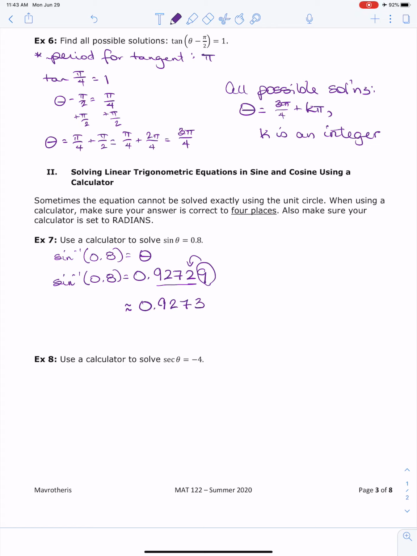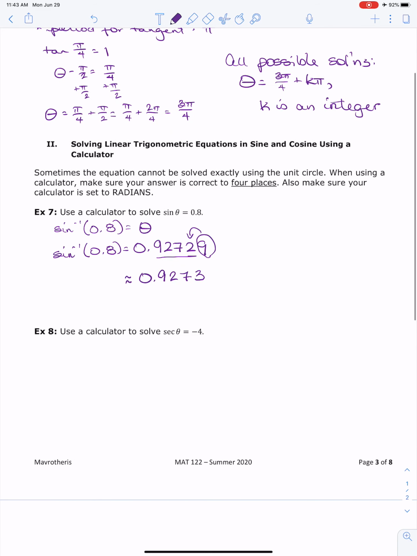You notice I use the squiggly equal here. Anytime I'm rounding a decimal, it's an approximate. It doesn't really matter to me if you put equal or approximately equal. Just know that that squiggly equal is better.